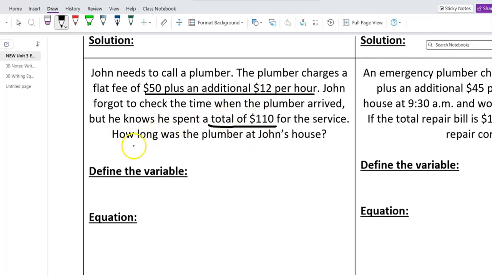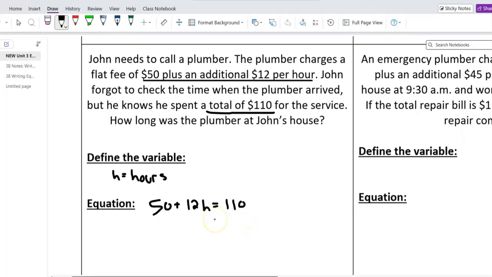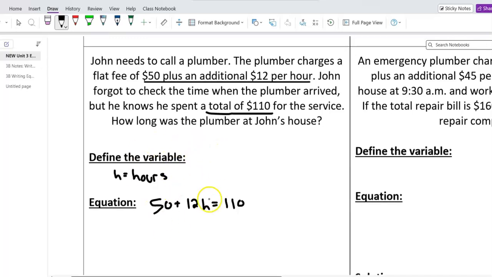The variable, we're looking for how long, so that means we're looking for time, and our time is measured in hours here. So h equals hours is our variable. Our equation up here in this underlined part, 50 plus an additional 12 per hour. Again, plus, pretty straightforward. Per means multiply. So the equation is 50 plus 12h. And we know the total is 110, so that's going to equal 110. And so you guys could solve this one.